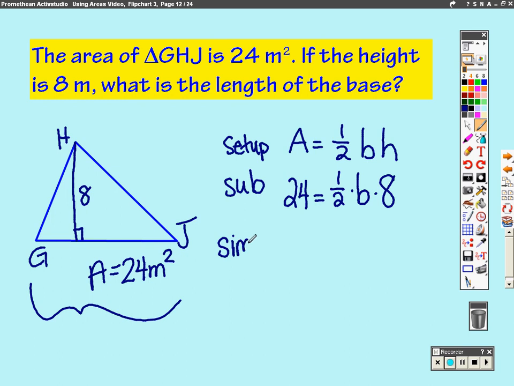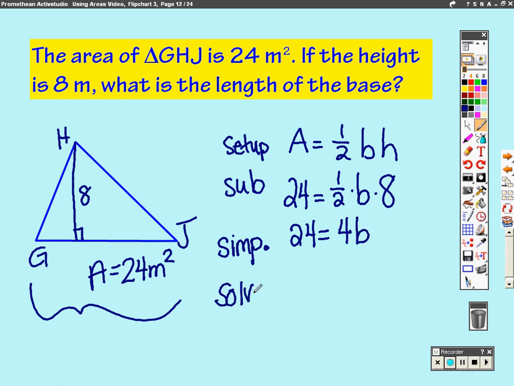So we're going to end up simplifying anything that we can. Can't really simplify the 24. Here we have multiplication: 1/2 times B times 8. And since multiplication is associative, it really doesn't matter if I do half of B or half of 8 or 8 times B. The multiplication order means nothing. So I'll just do half of 8, which is 4B. Done simplifying. What's my last step?